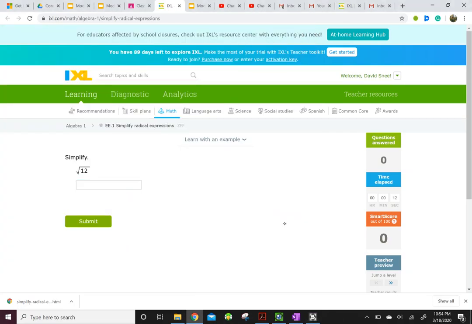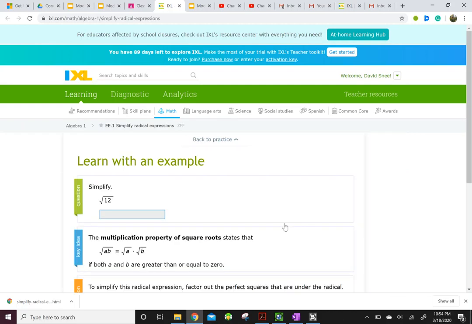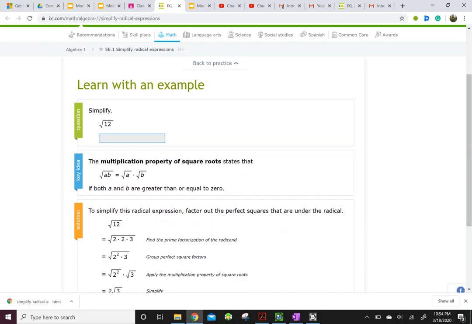Here's a little bit of help with the homework. This is Algebra 1, Simplify Radical Expressions. It says simplify the square root of 12. Right at the top it says learn with an example. It says simplify the square root of 12.